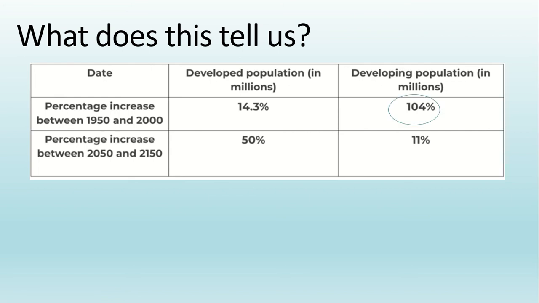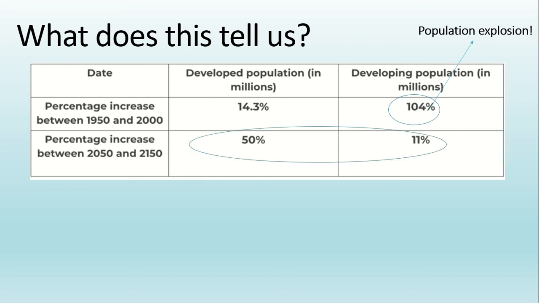So what it does tell us is that between 1950 and 2000 in developing countries, there was a population explosion. It's actually increased by double the amount. So it's increased by 104%. That's a population explosion. Okay, and we're going to be looking at reasons for that in a second.